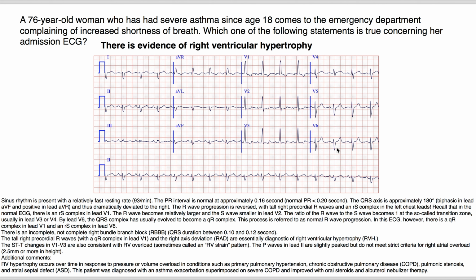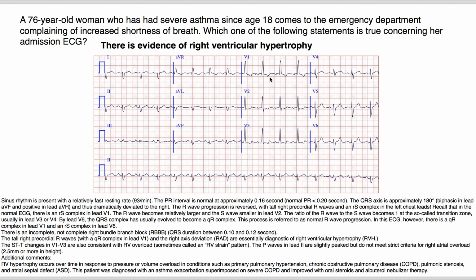In this ECG, however, we see there is a QR complex in lead V1 and an RS complex in lead V6. There's an incomplete, not complete, right bundle branch block. The tall right precordial R wave, as well as the right axis deviation, are essentially diagnostic of right ventricular hypertrophy.